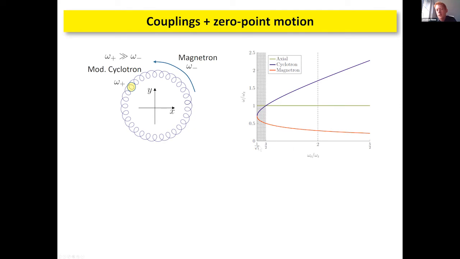And here what I'm doing is I fixed the axial, the confining frequency of the quadrupole, and I'm essentially varying the magnetic field. Here the cyclotron motion goes to higher values. Here the magnetron motion comes down to lower values. And most traps are operated up here. But actually, we're quite interested in operating in this region here. And I'll show you why in a moment.